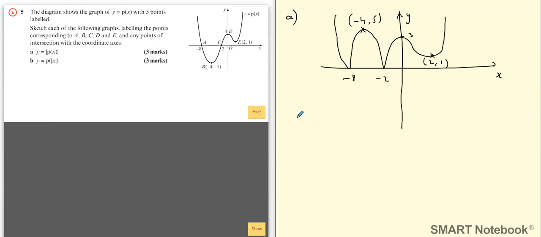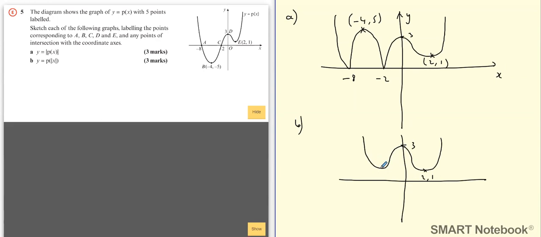Now, for part B, we said everything positive we are going to keep the same. So we are going to keep this the same. This is at 2, 1. This is at 3. And we are then going to reflect whatever we've kept in the y-axis. So we get this W-shaped curve. Now this is going to become minus 2, 1. Okay, are we happy with that?